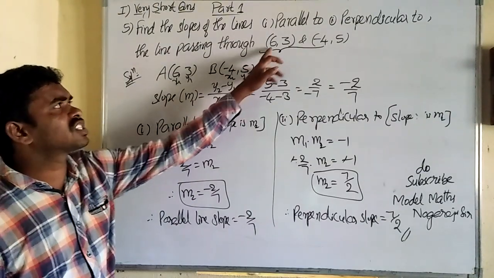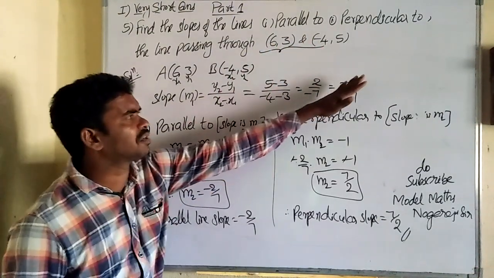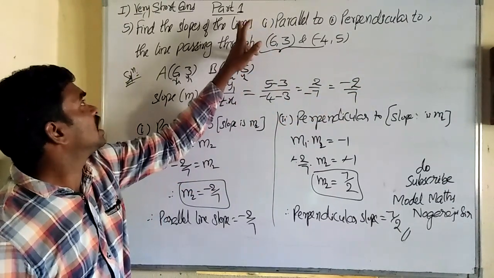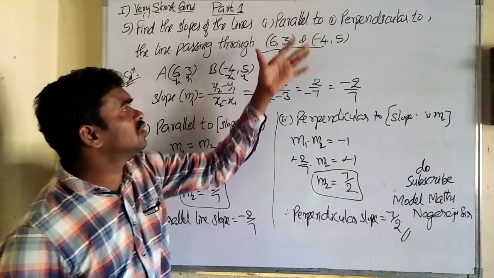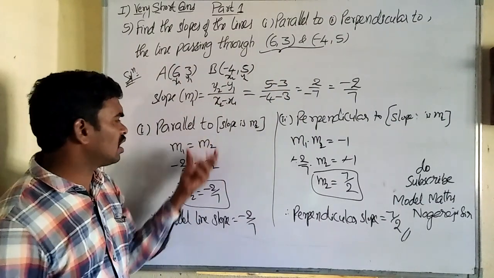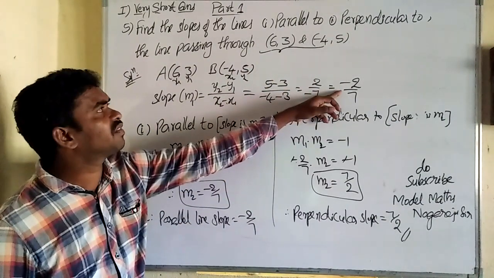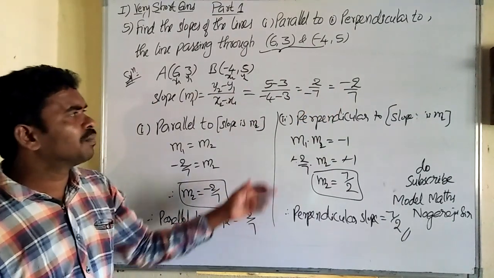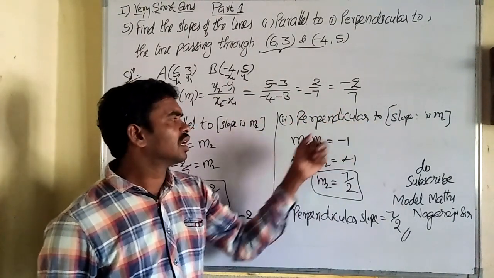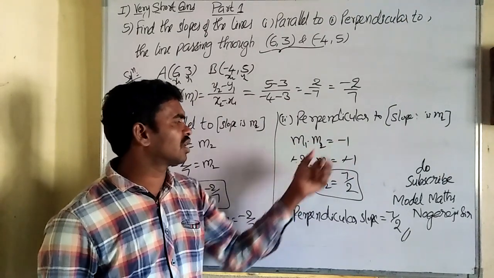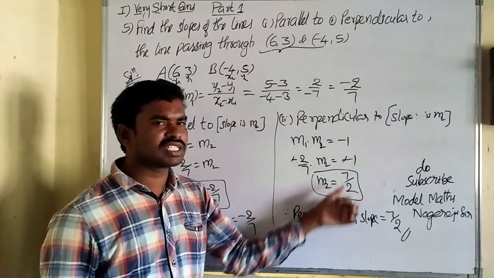See once again, first find the slope of the given 2 points, we got minus 2 by 7. He is asking what is the slope parallel to this line. Parallel to this line means slopes are equal, so whatever the slope of the given 2 points, that is also equal here. But whenever it comes to perpendicular, the condition is m1 into m2 equal to minus 1. So by solving we get 7 by 2 as the answer.